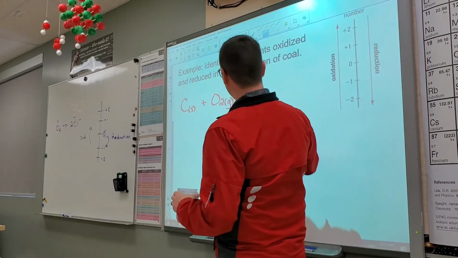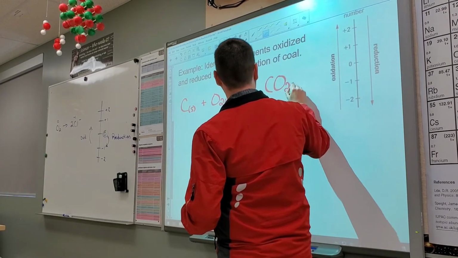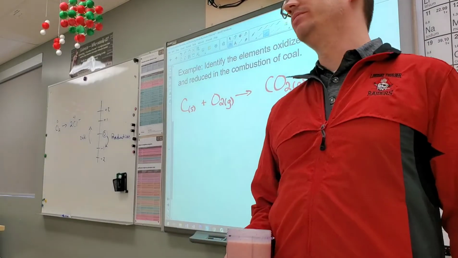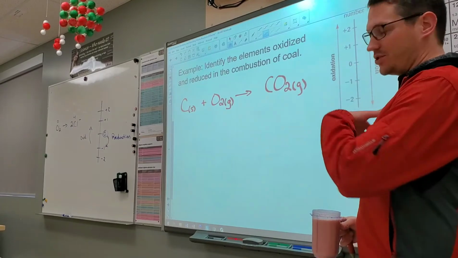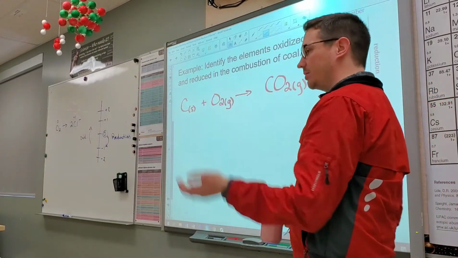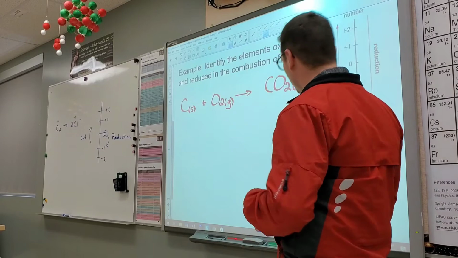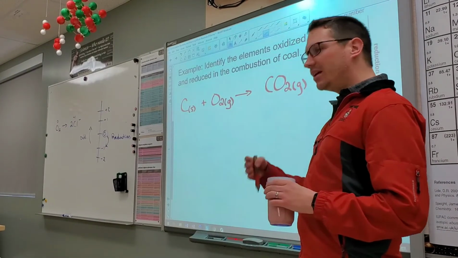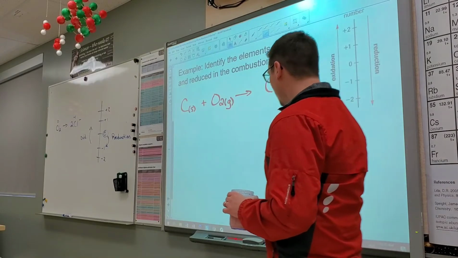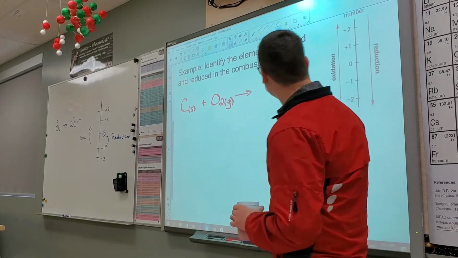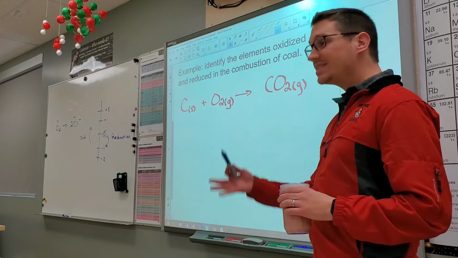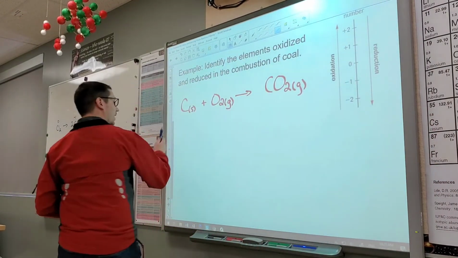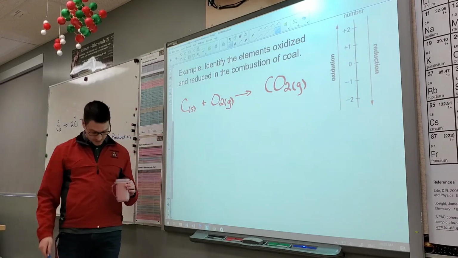But what can we make? Well, we can make carbon dioxide. So this is the combustion of coal. Coal, for the most part, if it was just pure carbon, we would make pure carbon dioxide or carbon monoxide, maybe, if there wasn't enough oxygen. So let's identify the elements that are being oxidized and the elements that are being reduced here in this equation. So let's assign oxidation numbers to every single element in the reactants and the products.